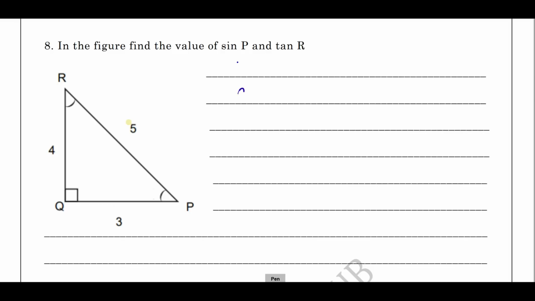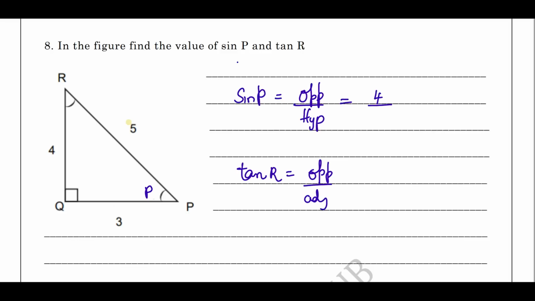Now, sin P. If you see the value of sin, it is opposite by hypotenuse. Next, I'll write the ratio. Tan R equals opposite by adjacent. Now, with respect to angle P, what is opposite? It is 4. Hypotenuse is 5. With respect to tan R, opposite is what? 3. Adjacent is 4. It is 3 by 4.